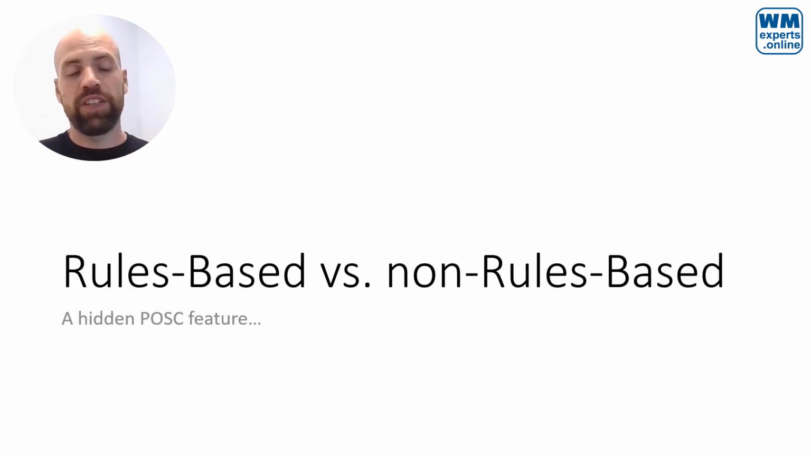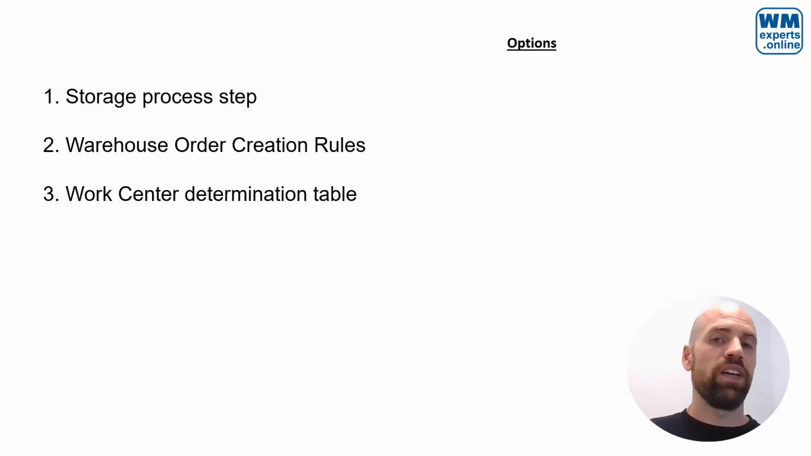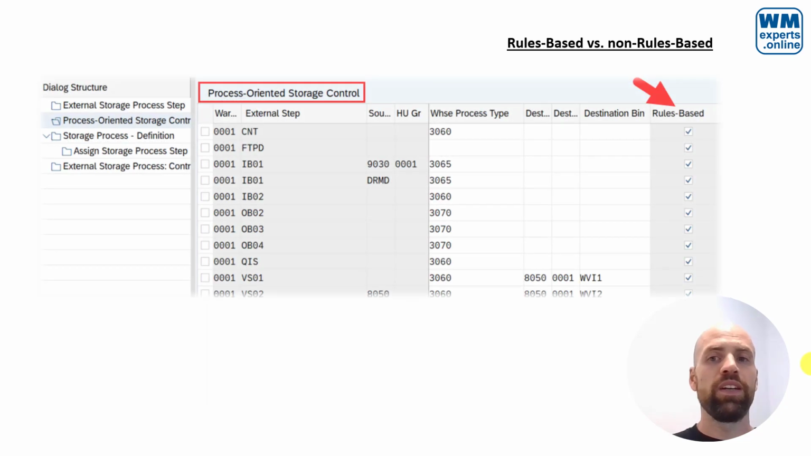First of all, let's look at the differentiation between rules-based and non-rules-based options for the determination. That's kind of a hidden POSC feature, and I was never really satisfied with how EWM standard explains the rules-based flag in the standard, let's say, help or F4 help, documentation, books, and so on. So I took a deep dive, and we will look into this differentiation here at first before we look into the options in detail. So you see here this rules-based flag which you can set for a given storage process.